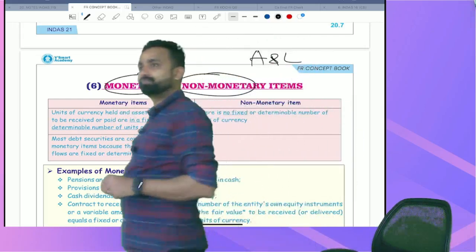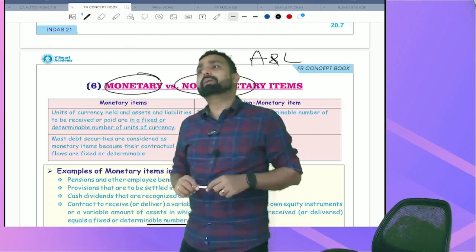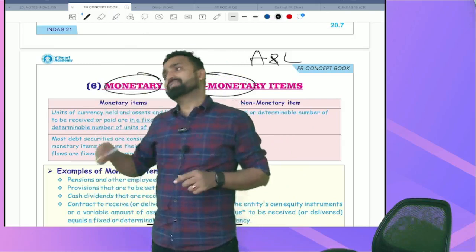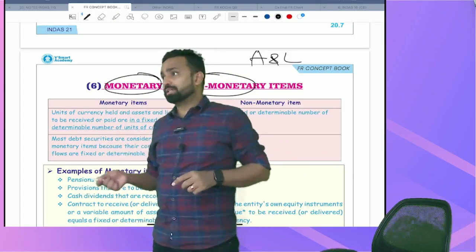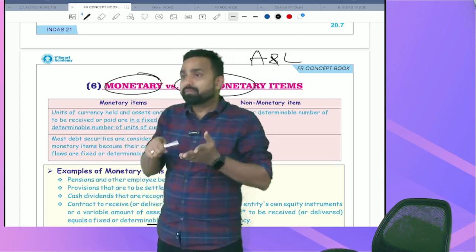Like debtors. I sold you goods costing rupees 50,000. You will pay me after 2 months. Just compare it, please. I sold you goods of rupees 50,000. You will pay me after 2 months. How much will you pay me after 2 months? 50,000. Another example. Compare that one.